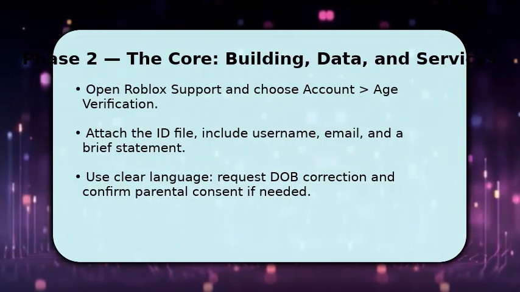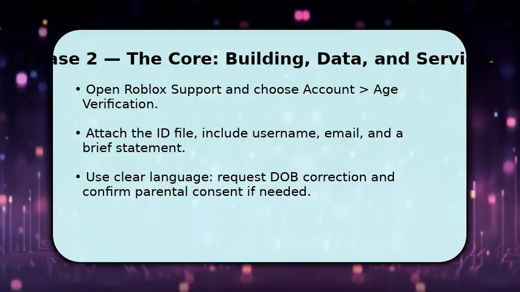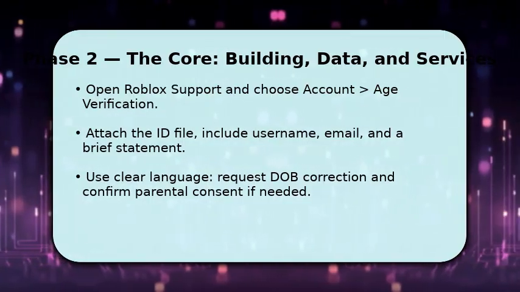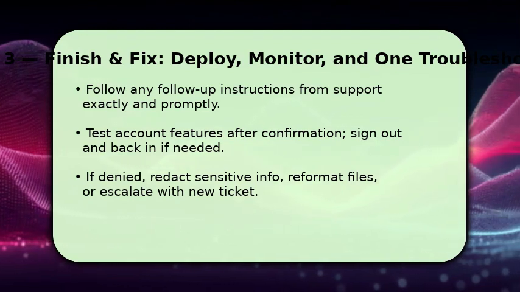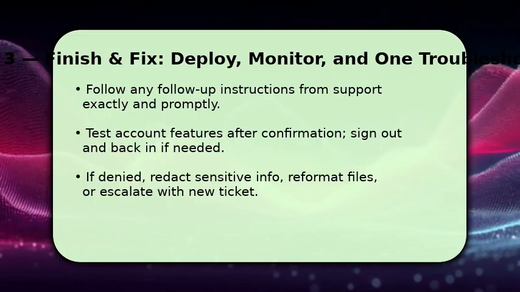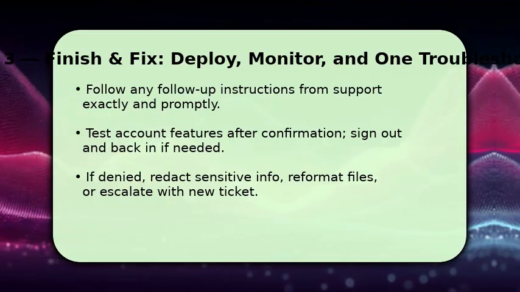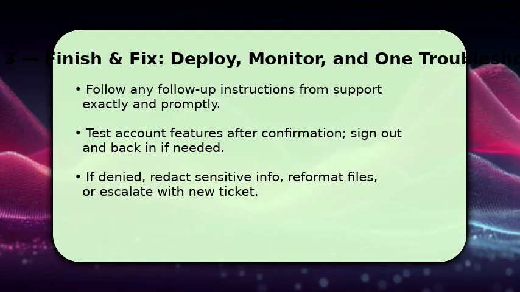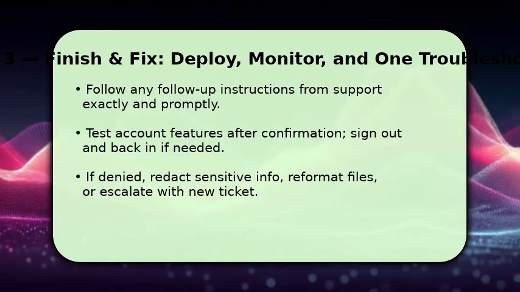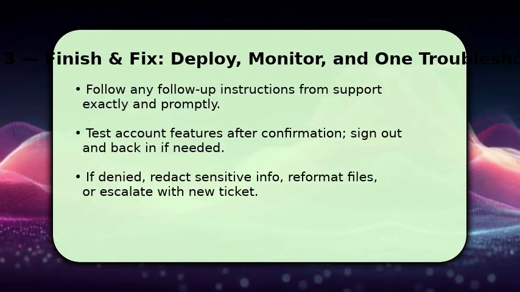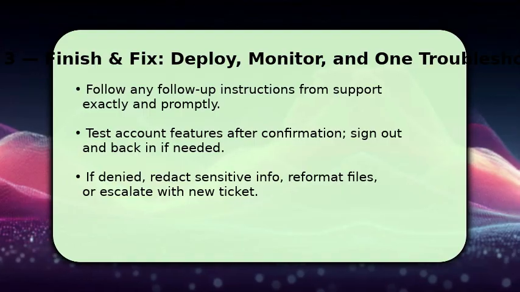When Roblox responds, follow every instruction exactly, upload additional documents, or confirm identity when asked. After they confirm the DOB change, log out and back in, then test restricted features to ensure the fix took effect. If the request is denied, don't panic. Redact unnecessary details, convert images to recommended formats, and resubmit with clearer photos or a parent's consent statement.